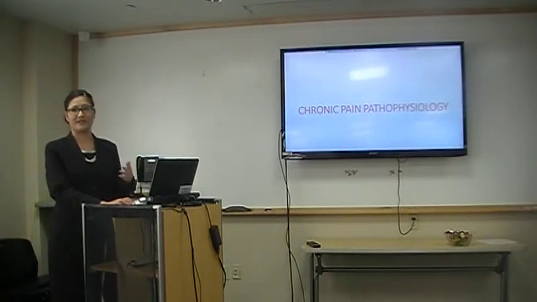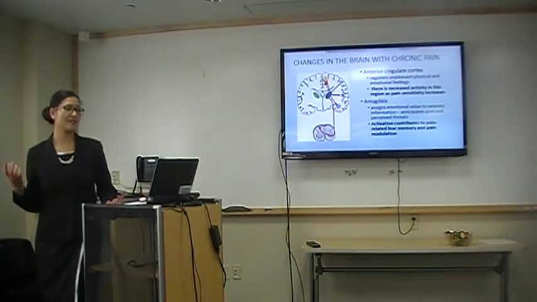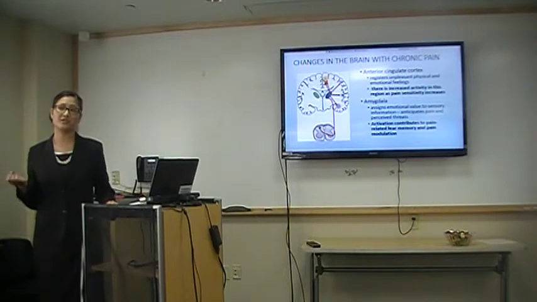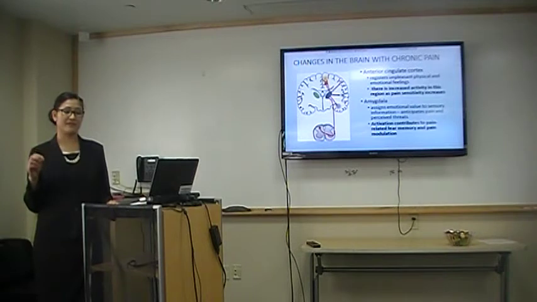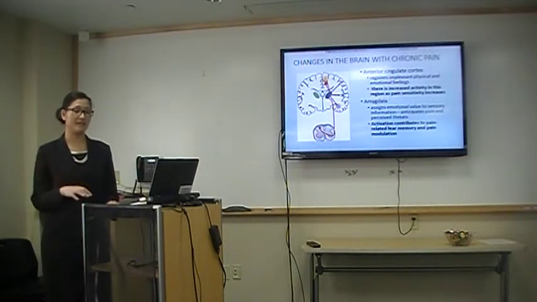So how do we explain this? What's the chronic pain pathophysiology? There are newer studies that show there are actually changes in the brain with chronic pain. There's the anterior cingulate cortex, which registers unpleasant physical and emotional feelings, and they found increased activity in this region as pain sensitivity increases. The amygdala is the part of the brain that assigns emotional value to sensory information and anticipates pain and perceived threats. So the activation of this contributes to pain-related fear, memory, and pain modulation.